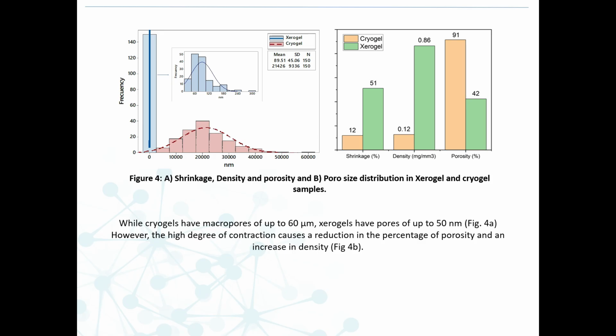Cryogels have macropores of up to 60 micrometers, a high percentage of porosity, and a low density. Aerogels, on the other hand, have a pore size below 100 nanometers, a low percentage of porosity, and a high density.